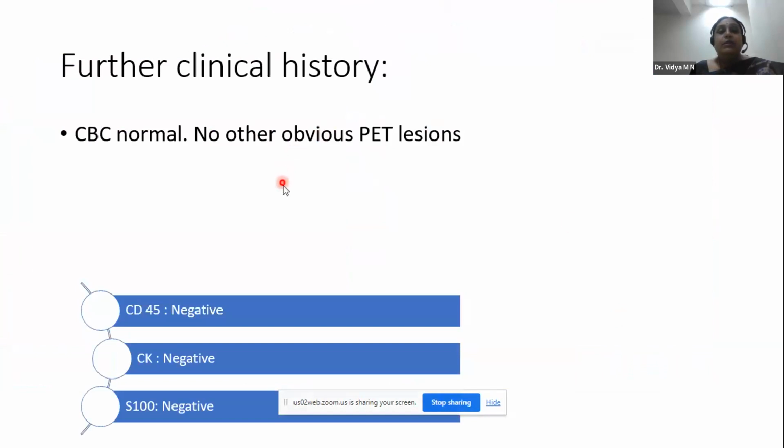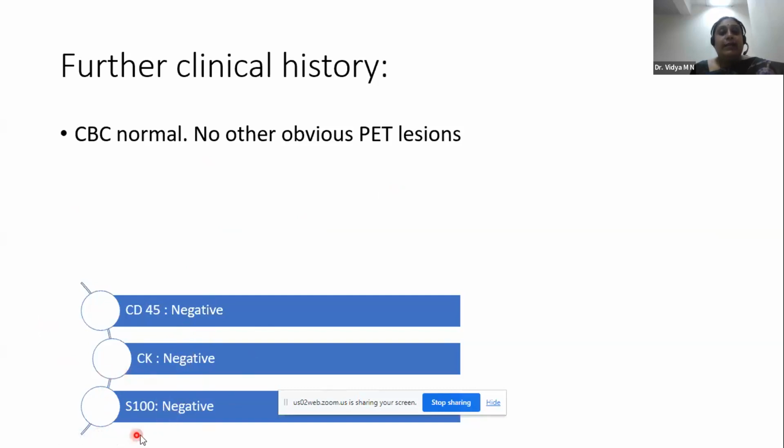We checked on the CBC. CBC reports were normal. And based on our suspicion of malignancy, the PET was done for the patient, but there were no obvious PET lesions except for the sacral iliac uptake that was there. So what did we do? We started with the initial screening panel. Now this is called the initial screening panel. For an undifferentiated malignancy, we always put up a hematolymphoid marker, an epithelial marker, and a mesenchymal marker. If it's a young patient, we also put up a germ cell marker, which is nothing but SALL4.